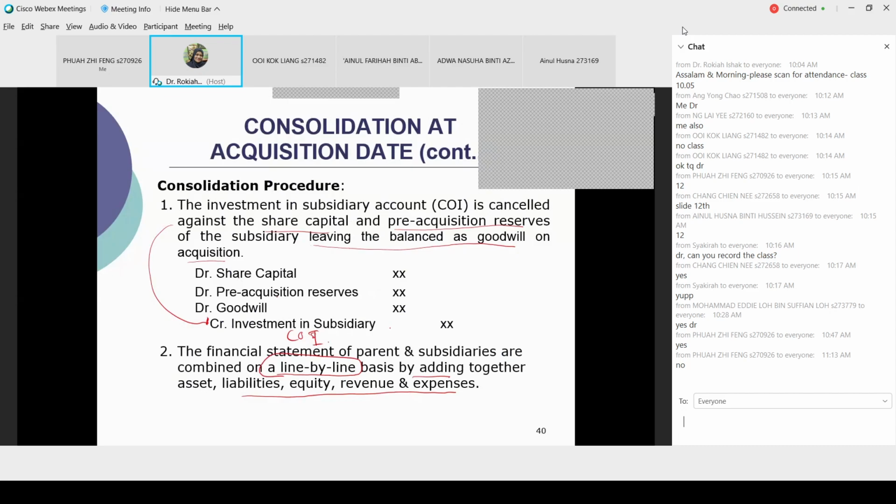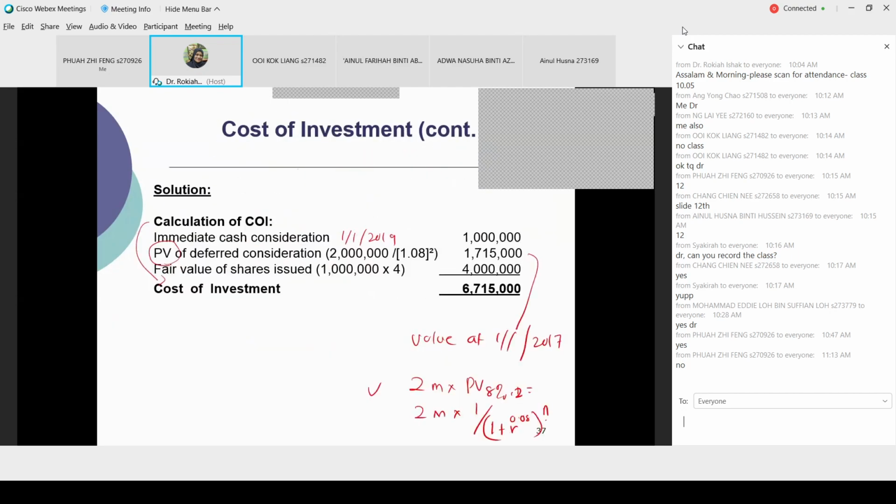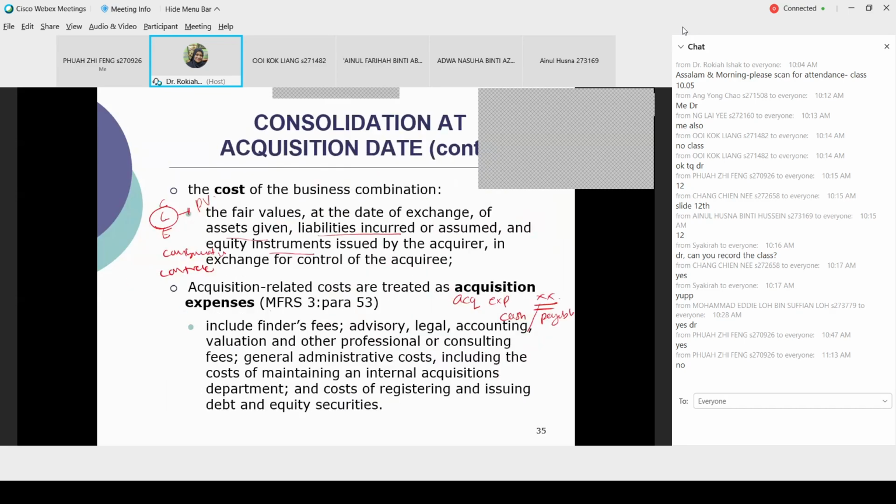To prepare a consolidated financial statement, the first step is to combine all the assets, liabilities, equity, revenue, and expenses between parent and subsidiary. The second step is we need to eliminate the investment against the equity portion. And the last one, we need to eliminate the intra-group transactions between parent and subsidiaries. So that is the things that we need to do. Okay, so we have done this one. This is what you have for the first calculation part.